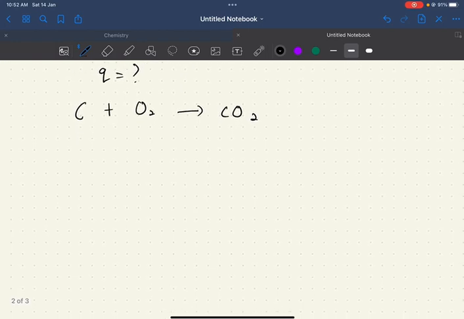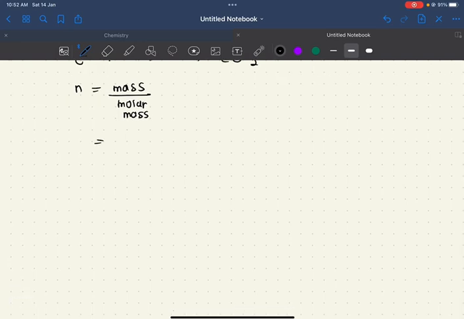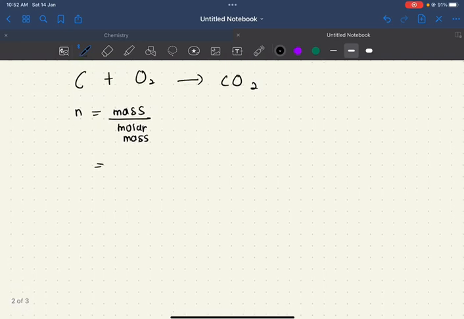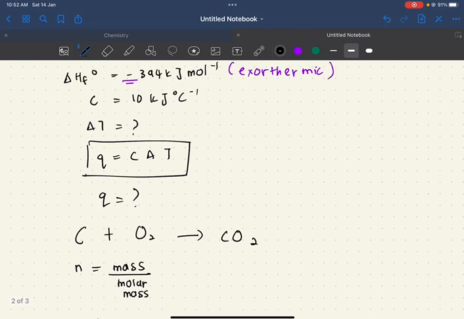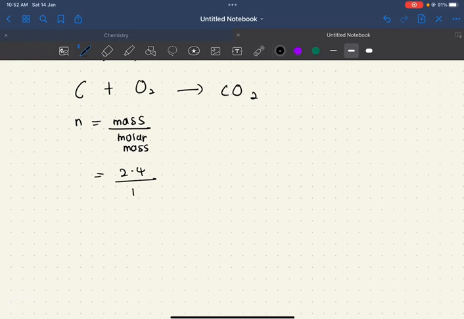And then we need to know the number of moles for carbon. The equation for number of moles is mass over molar mass. Substitute the information given. The mass for carbon is 2.4 gram. The molar mass for carbon is 12. And then we got 0.2.